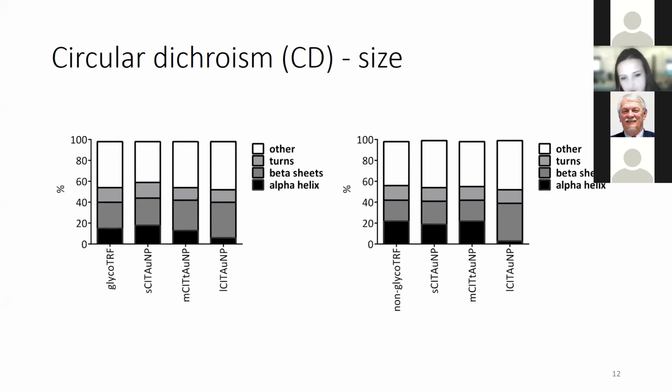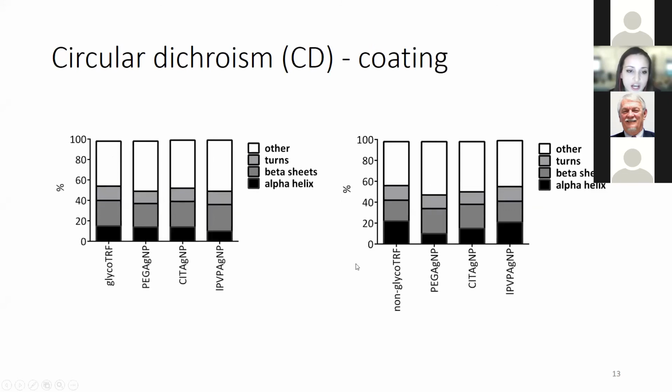These are results we obtained from circular dichroism. It will be very short. I just wanted to show that here we also notice the influence of shape. The large citrate spherical gold nanoparticles caused the biggest changes in structure for both glycosylated and non-glycosylated transferrin. And here the influence of coating was also noticed, as well as the difference between glycosylated and non-glycosylated transferrin.